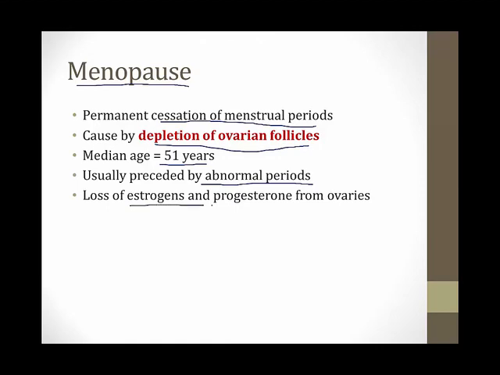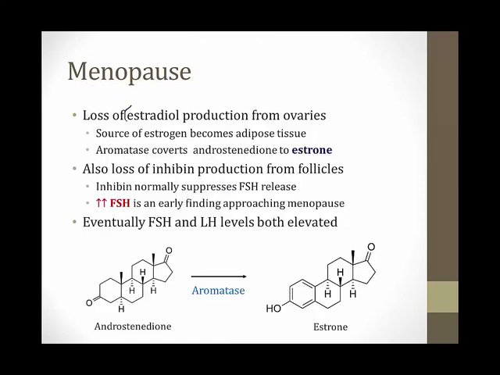From the perspective of the female reproductive hormones, the woman loses estrogens and progesterone coming from the ovaries in this condition. More specifically, the woman loses estradiol production from the ovaries. The theca and granulosa cells are no longer producing estradiol. This does not, however, mean that there is a complete lack of estrogens. The source of estrogen after menopause becomes adipose tissue.